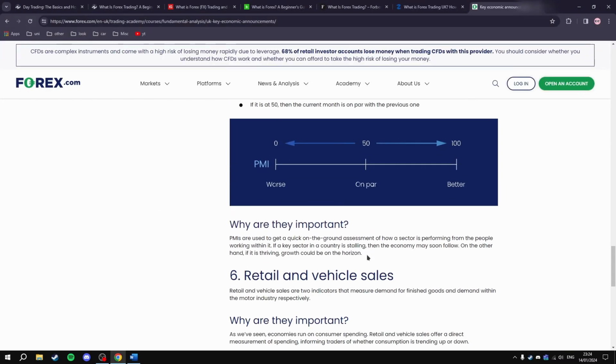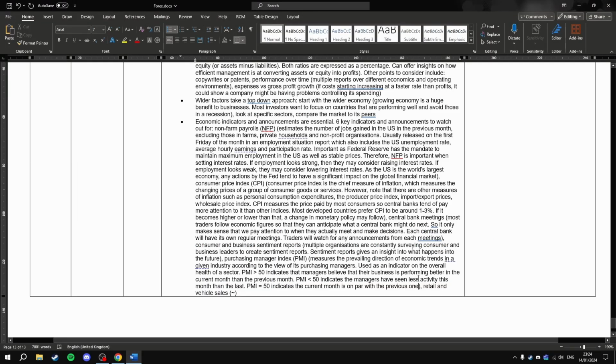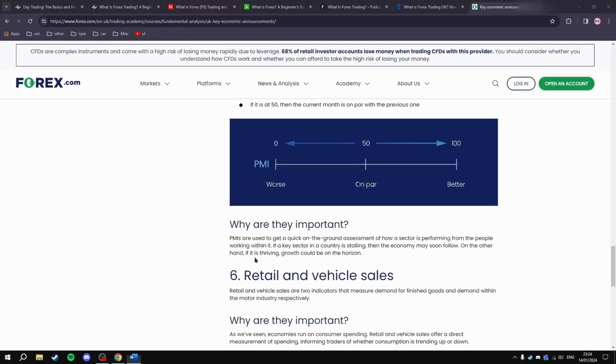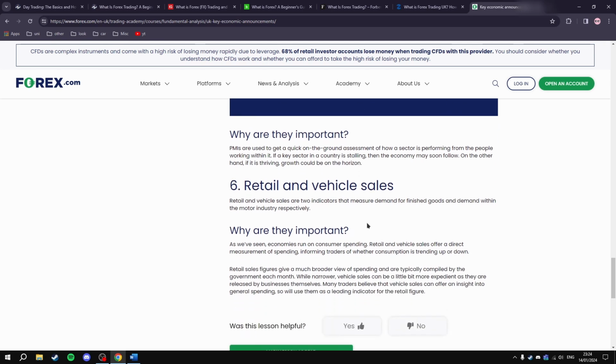Why are they important? PMIs are used to get a quick on-the-ground assessment of how the sector is performing from the people working within it. If a key sector in the country is stalling, then the economy may soon follow. On the other hand, if it is thriving, growth could be on the horizon.